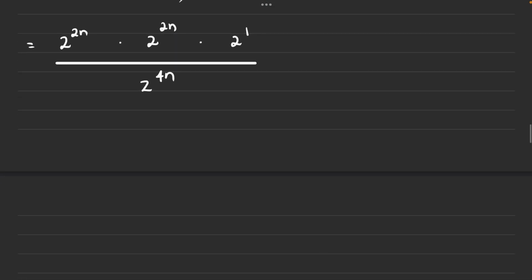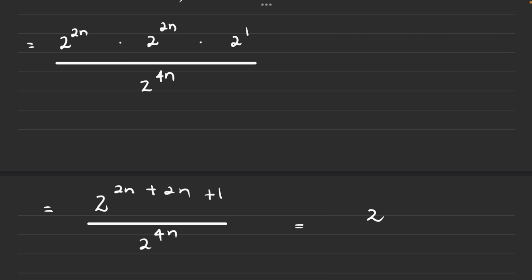And so what I'm going to do now, guys, is that since all the bases are the same in the numerator, I'm going to do the product rule and add the exponents. So I take the base as is. The exponents there, it's 2n plus 2n, right, plus 1. Divide all of this by 2 to the 4n. So this equals to 2 to the power of what? 2n plus 2n, that is 4n. Then I'm going to add a 1, divided by 2 to the 4n.